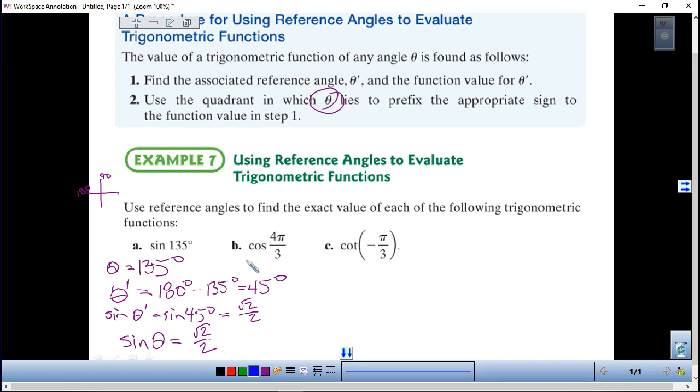All right, let's look at the cosine of 4 pi over 3. So part B, we've got the cosine of 4 pi over 3, which means we're dealing with theta being 4 pi over 3.